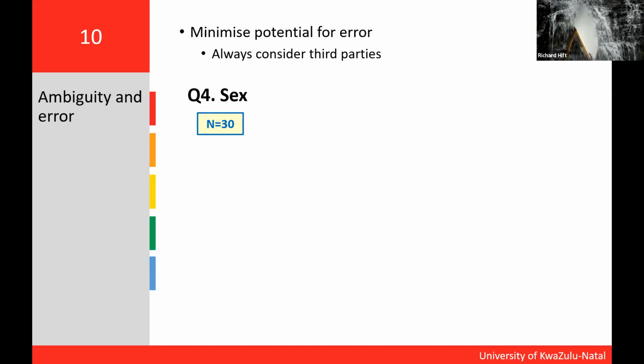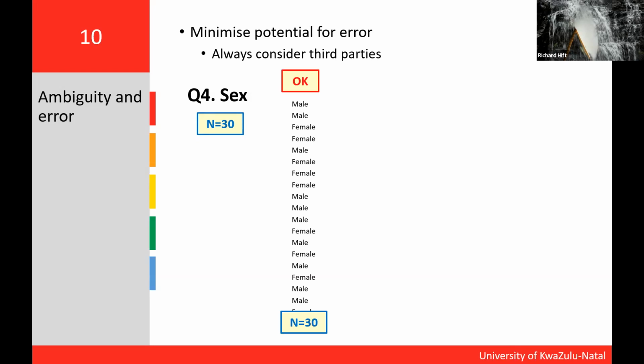And here I've just put a sort of made up question. Question 4 of this questionnaire was sex. We've handed out 30 questionnaires, that's our sample size. Okay, so your first research assistant comes back. That looks all right. So N equals 30. Your second research assistant comes back with that.